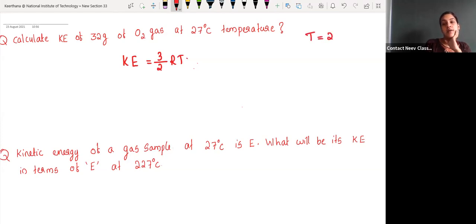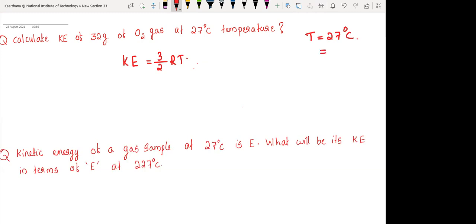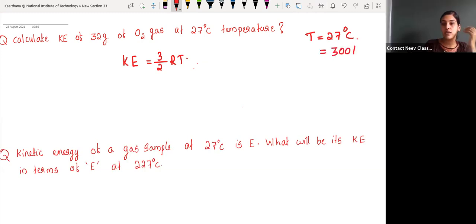Should I take T as 27 degrees Celsius or in Kelvin? We're going to take 300 Kelvin. It should be in Kelvin. I told you in thermodynamics that the Kelvin scale temperature is also known as thermodynamic scale temperature. And in thermodynamics and in physical chemistry, we use this temperature in Kelvin only, as it is the actual measurement of temperature.